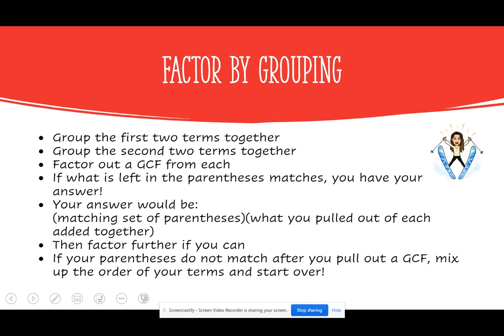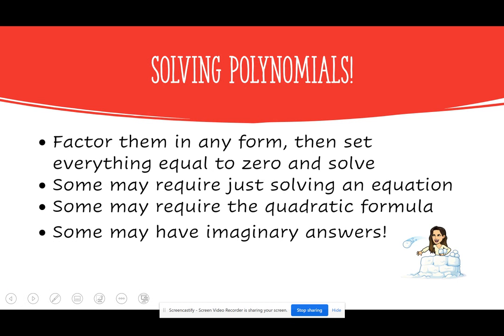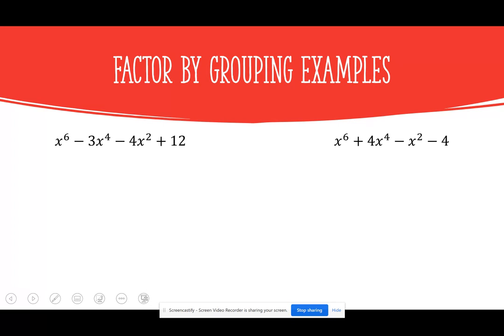The last thing we're going to look at is factoring by grouping. So to do this, you're going to group off your first two terms and then group off your second two terms and factor out a GCF from each. So like in x to the 6th minus 3x to the 4th, x to the 4th goes in both of them, so I'm going to take that out. And we're left with x squared minus 3.